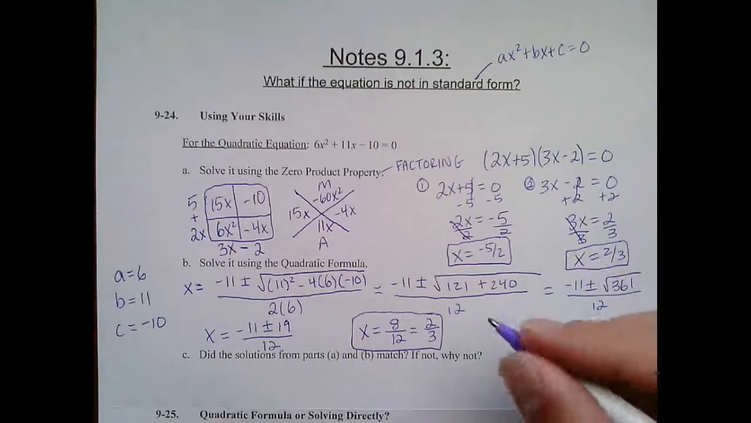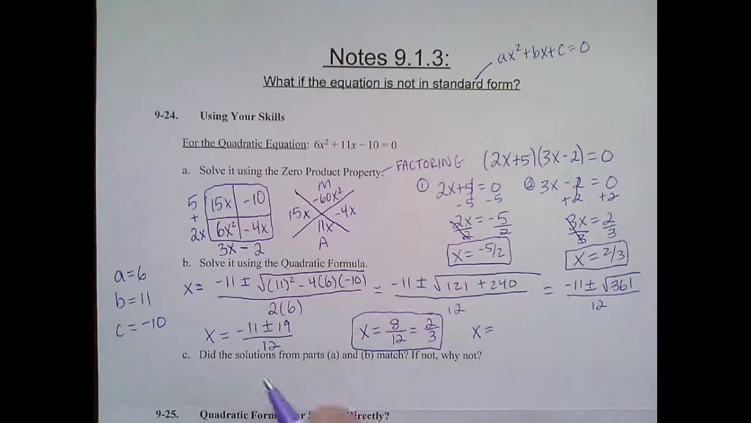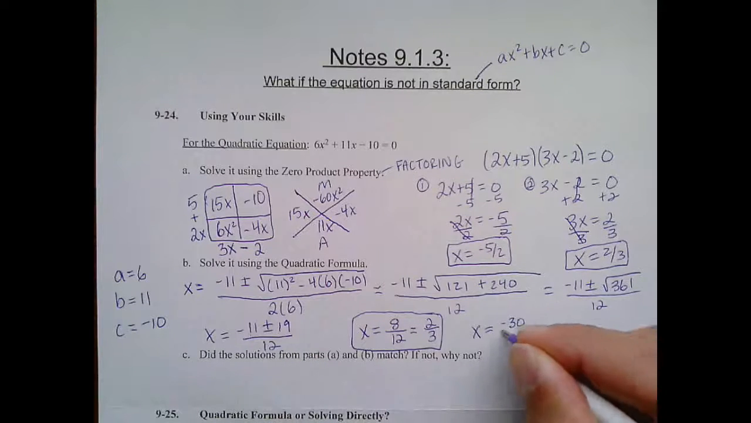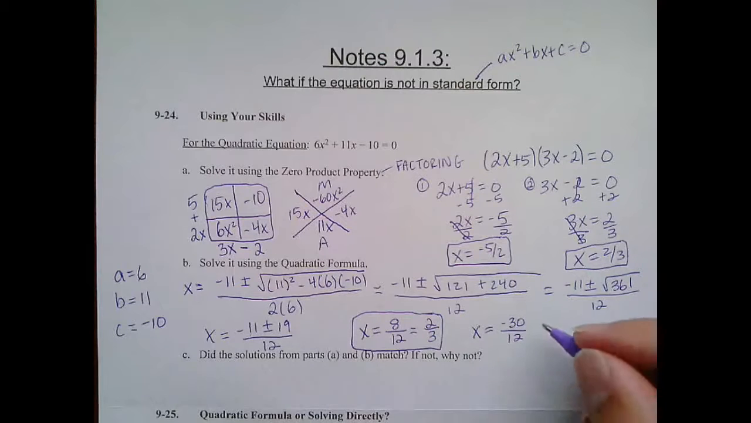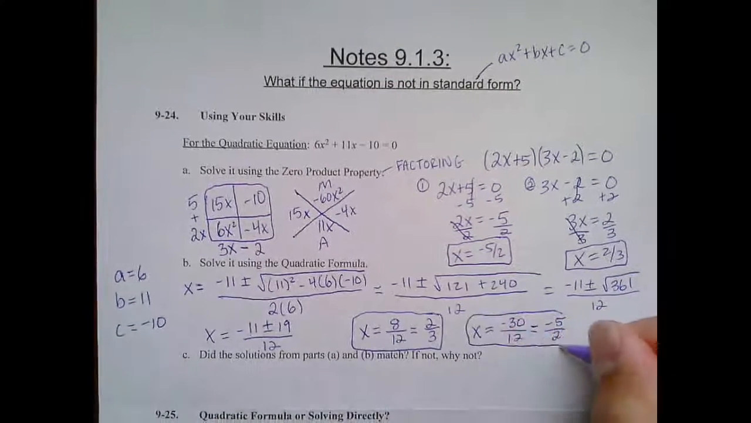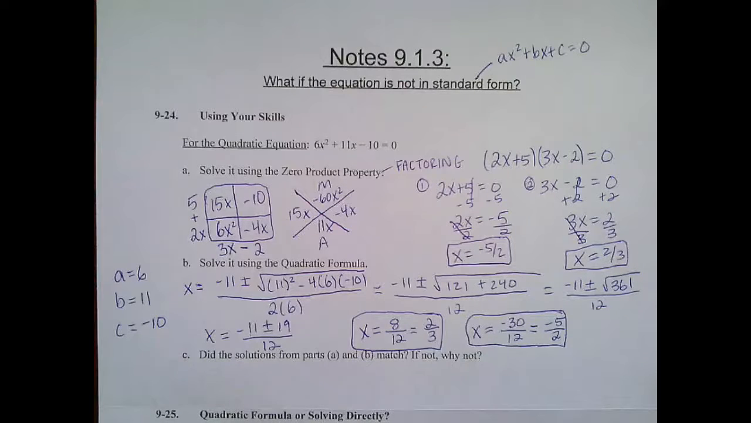Now let's do the negative 11 minus 19. So what is negative 11 minus 19? Well, that would be negative 30, all over 12. What's the GCF of 30 and 12? It would be 6. So how many times does 6 go into negative 30? It goes negative 5 times. How many times does 6 go into 12? It goes 2 times. So the other solution I get from the quadratic formula is negative 5/2.